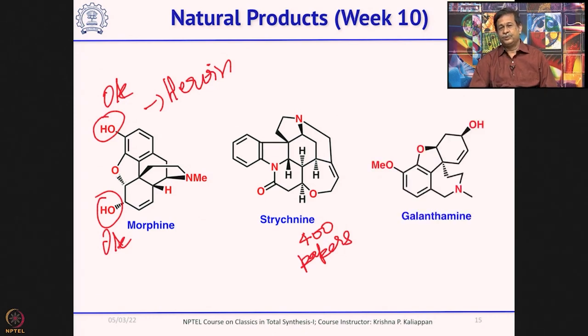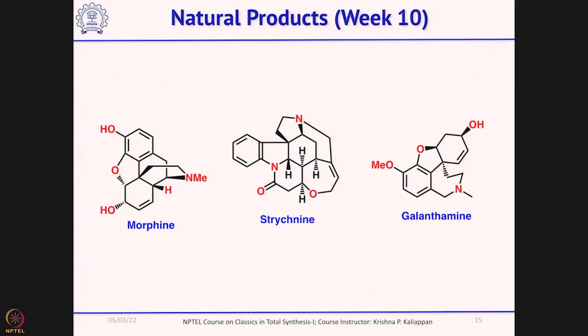Then we will move to another natural product called galanthamine. It has a quaternary chiral center here, followed by two more chiral centers. So we will see how these chiral centers were installed and how galanthamine was successfully synthesized in week 10.